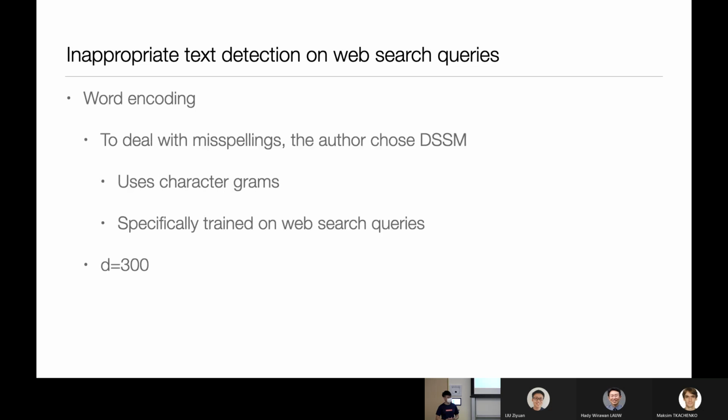So first of all, we need input to the deep learning network. To do this, we use a word embedding. And because there are many misspellings, we have to deal with them. And to deal with them, we use character level embeddings. So the authors actually chose to use DSSM, which was created by Microsoft, because it was specifically trained on web search queries. And the dimensionality of this output encoding is actually 300.